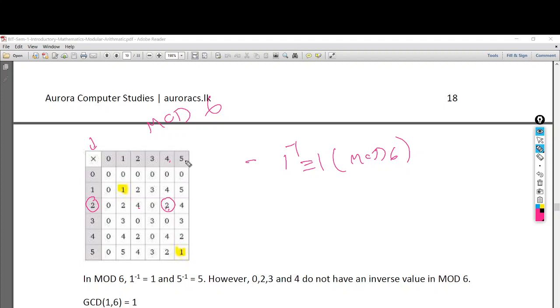If I take 5, because 5 is also there in mod 6, 5 into 2 is 10, and 10 is congruent to 4. So you can see that none of the time did I get 1. That means in mod 6, 2 doesn't have an inverse. That is what this theorem is also saying. Now let's see, according to that theorem, whether it is going to have an inverse or not.